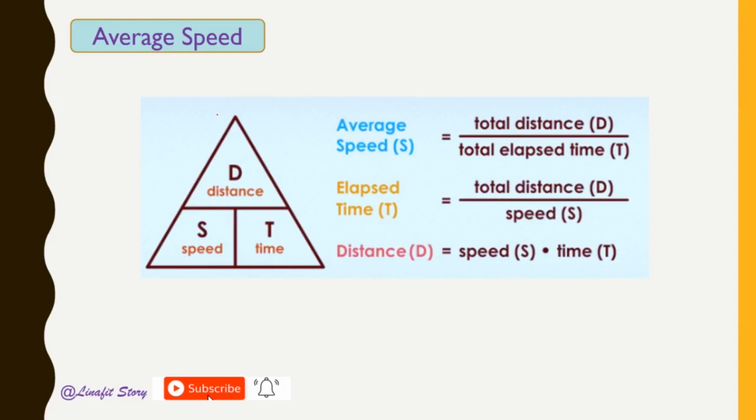The average speed of an object is the quotient between the total distance traveled and the total time taken to complete the travel. So to get the average speed is total distance divided by the total elapsed time. To get the elapsed time would be total distance divided by the speed. And to get the distance will be speed times the time taken.